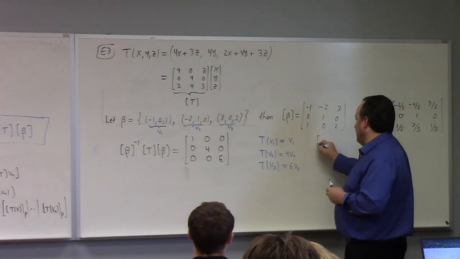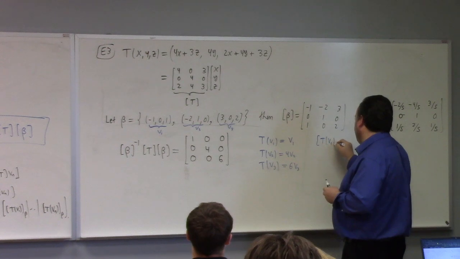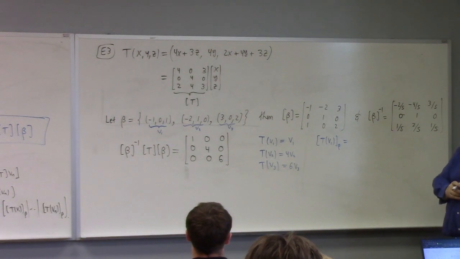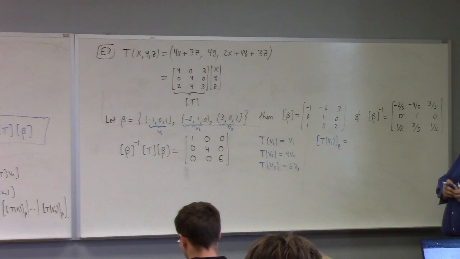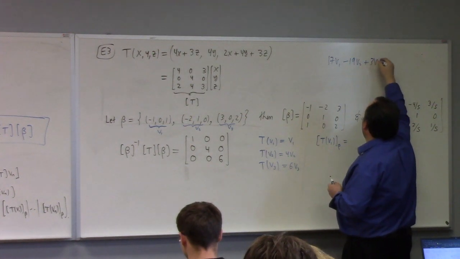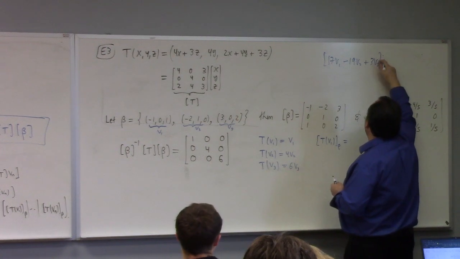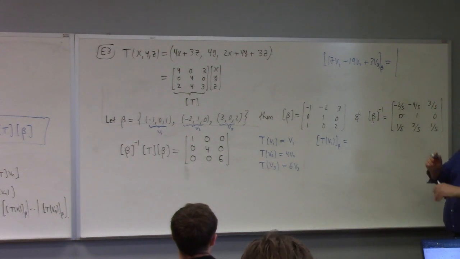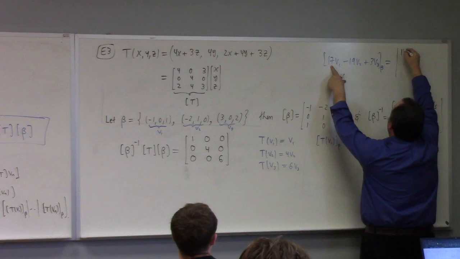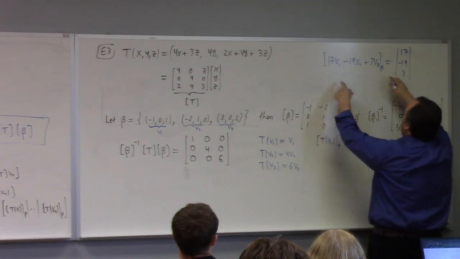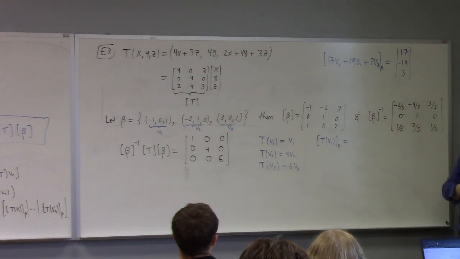If this is true, what's the beta coordinate of T of V1? What's the coordinate vector of V1 with respect to the beta basis? Here, let me give you a different one. If I had 17 V1 minus 19 V2 plus 3 V3, what's the coordinate vector of this? Do you guys know? This is something you ought to be able to do with minimal mental effort. Maybe you're not there yet, but all we do, by definition, is read off the coefficients. 17, minus 19, 3. That's what this means. The coordinate vector with respect to the beta basis: we read off the weights.